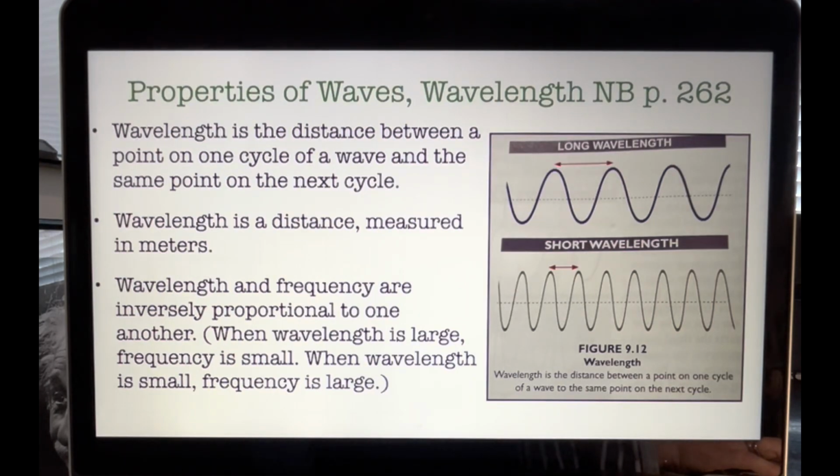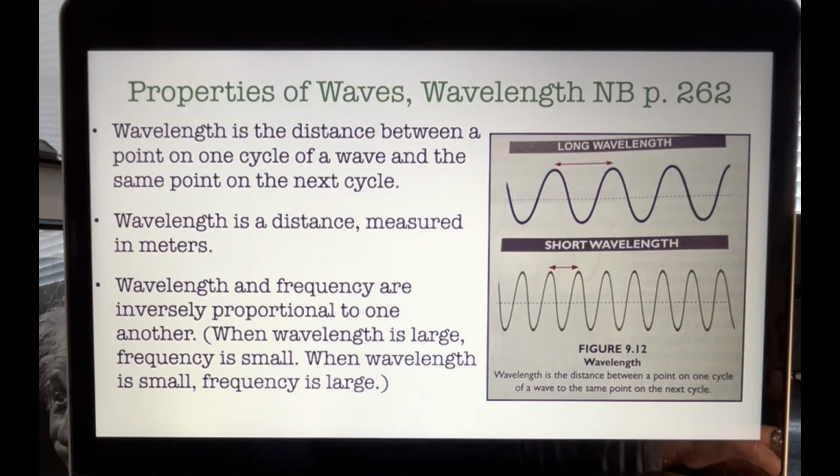You've already seen what a wavelength is, but let's look at it a little bit more. Wavelength is the distance between a point on one cycle of a wave and the same point on the next cycle. Since wavelength is a distance, it is measured in meters. In transverse waves, the wavelength is often measured from the crest of one cycle to the crest of the next, or from one trough to the next. In longitudinal waves, the wavelength is measured from one compression to the next, or from one rarefaction to the next.